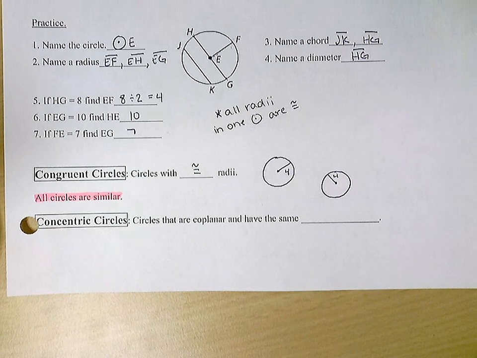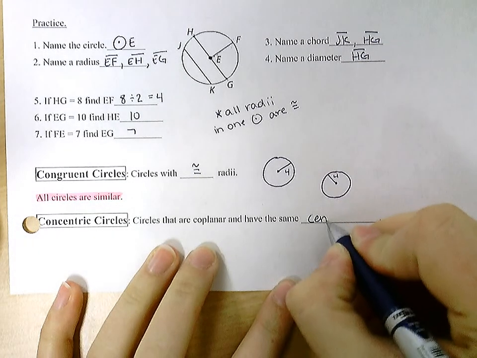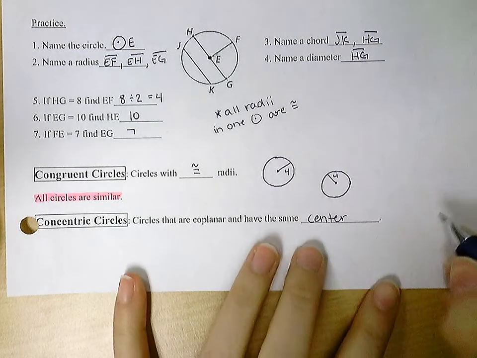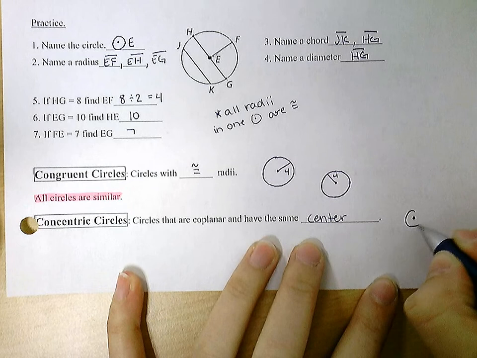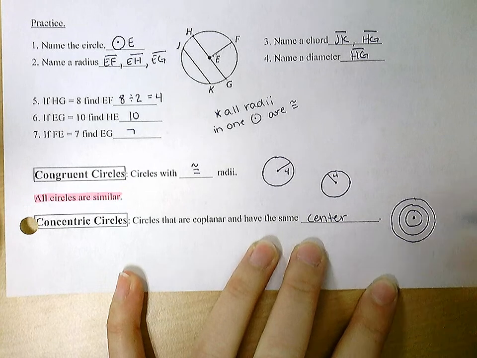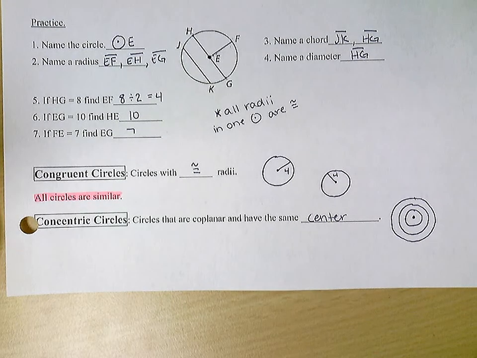Last one here is concentric circles. Those are circles that are coplanar and have the same center. With concentric circles, I like to think about a ripple. If you throw a stone in water, those ripples are concentric circles. They have that same center point, and then it circles out. Those are concentric circles with the same center point. Yeah, I know they're not perfect.